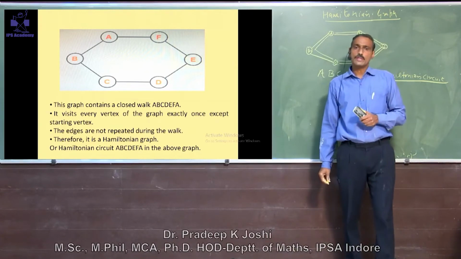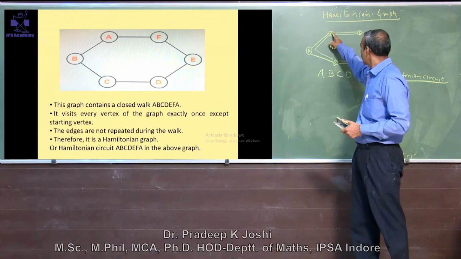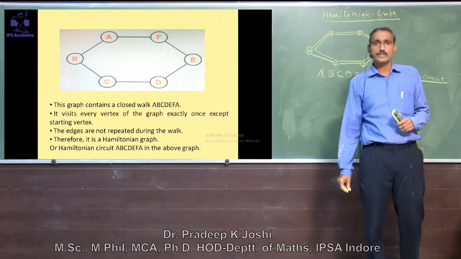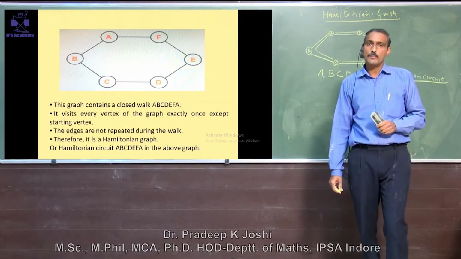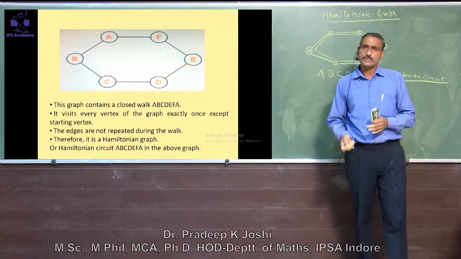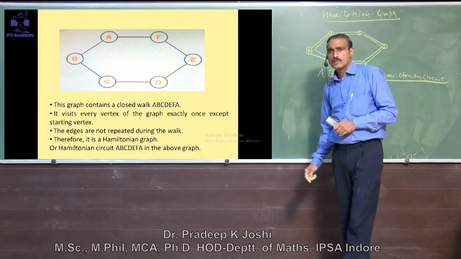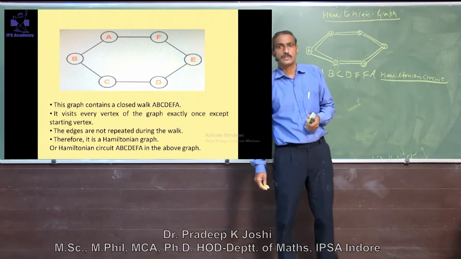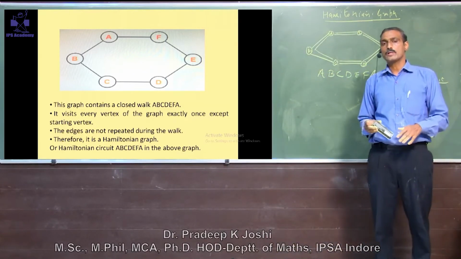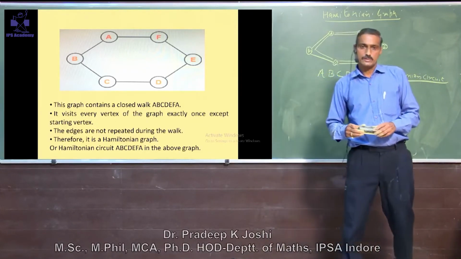It visits every vertex of the graph exactly once except its starting vertex, because we have to return to A. So this is the closed walk. The edges are not repeated during the walk, therefore it has a Hamiltonian circuit, so it is a Hamiltonian graph. This is a simple example. We have to visit all the vertices without repeating any edges. What is the basic difference from an Euler graph? An Euler graph focuses on visiting edges, but a Hamiltonian graph focuses on visiting vertices.